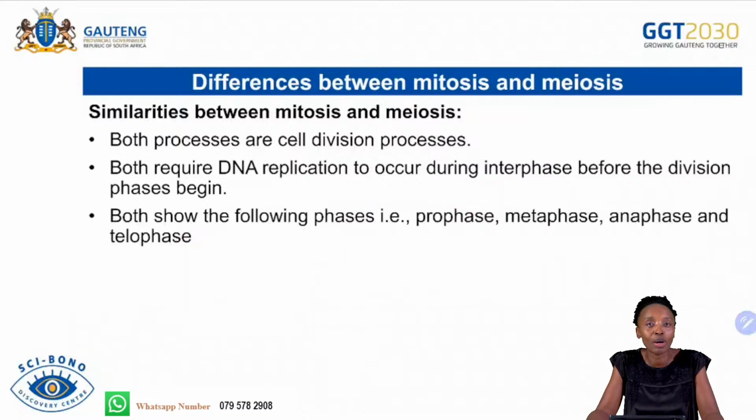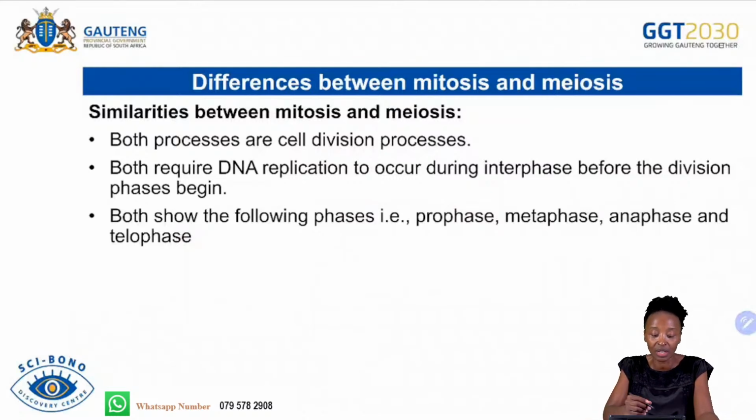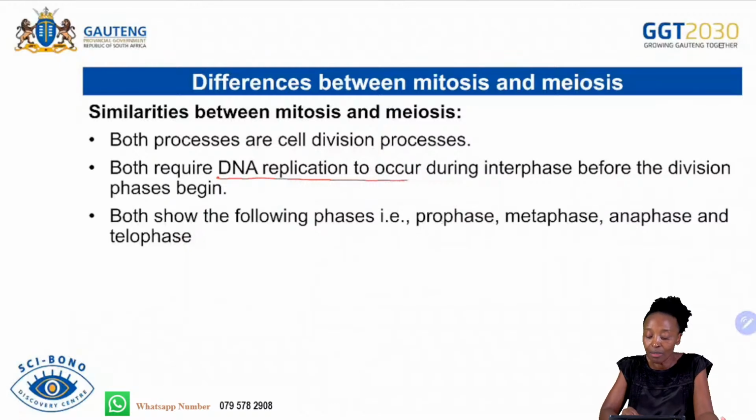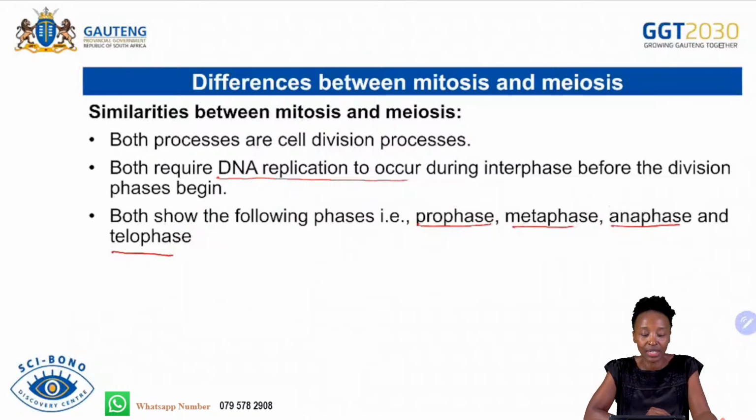We know that number one, both of them are types of cell division. So they are cell division processes. Both of them require DNA replication to take place. And both of them have phases: prophase, metaphase, anaphase, and telophase. So we do know that. So these are the similarities.